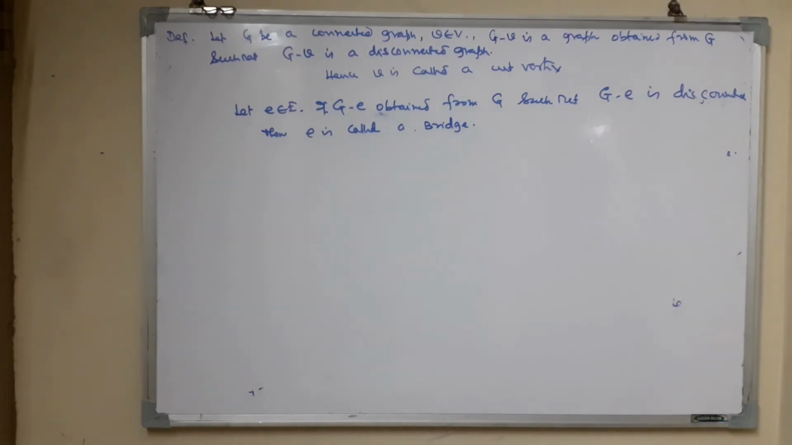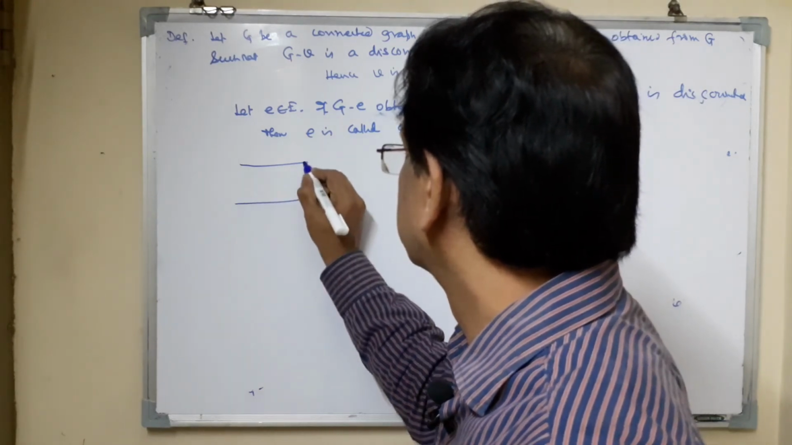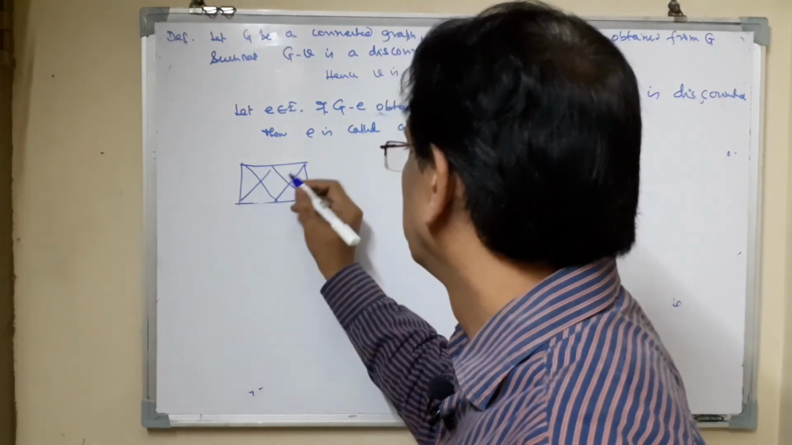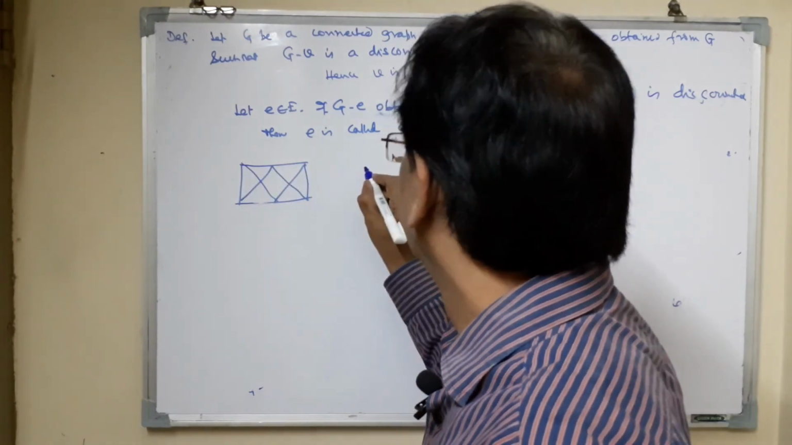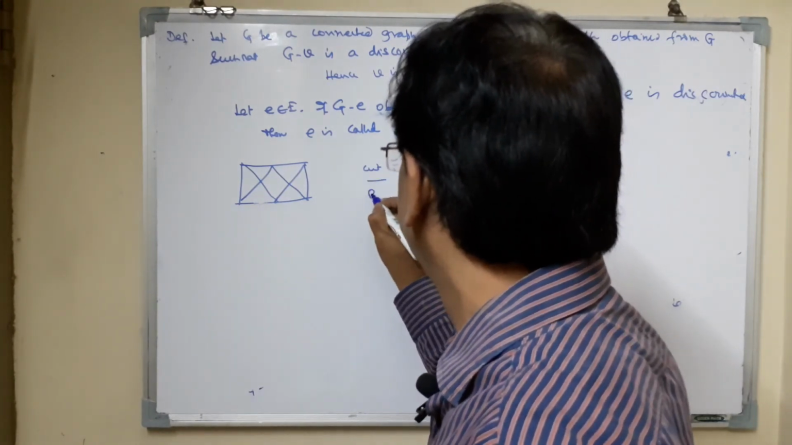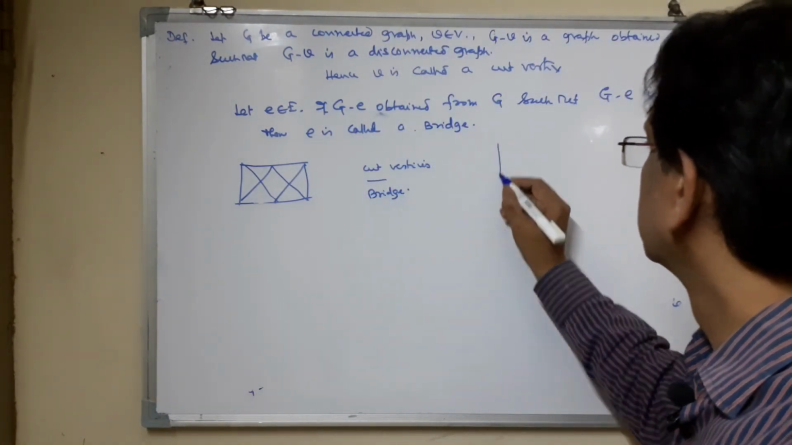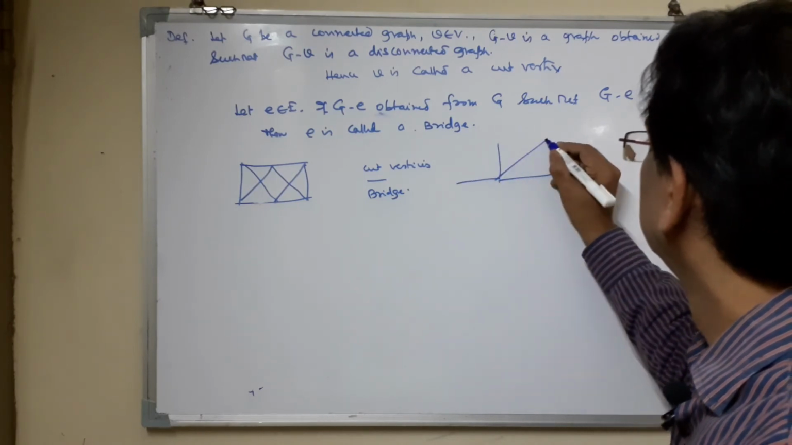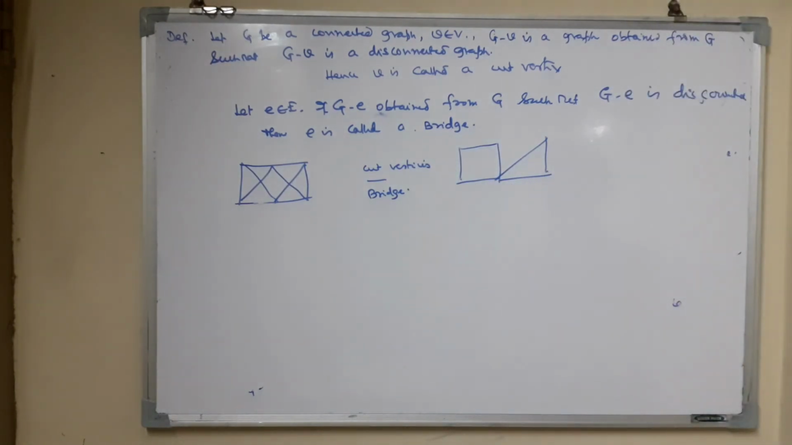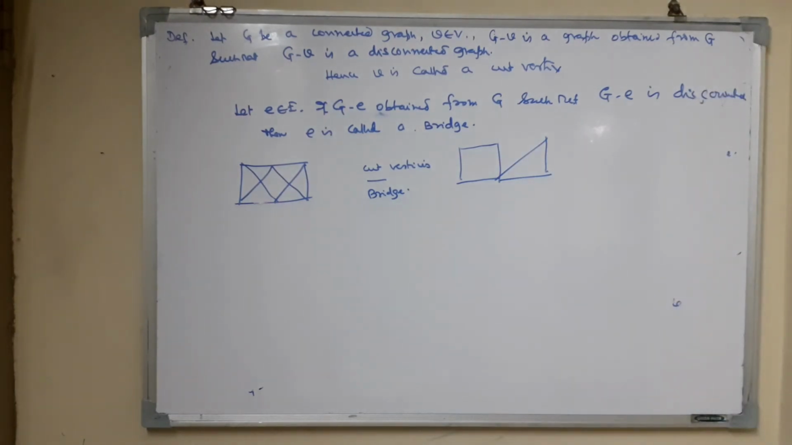Finally, you can find out some of the graphs like this. Find out cut vertices and edges or bridges. You have some more like this. You can see this.